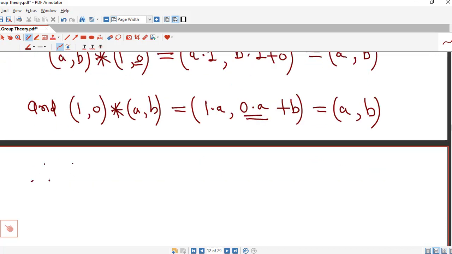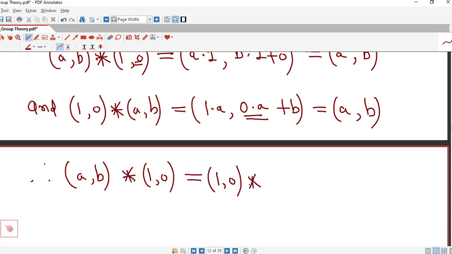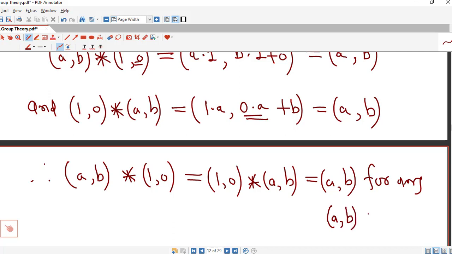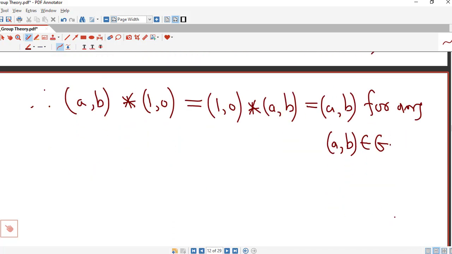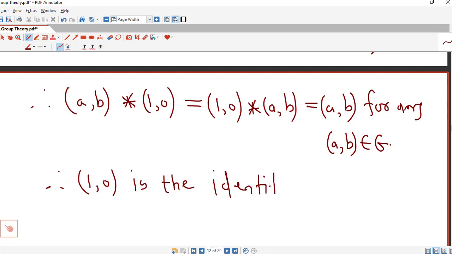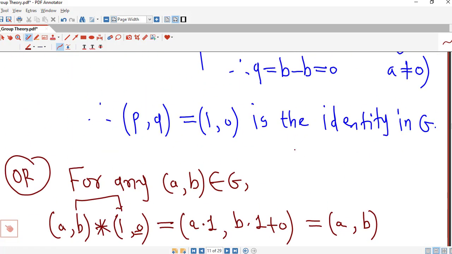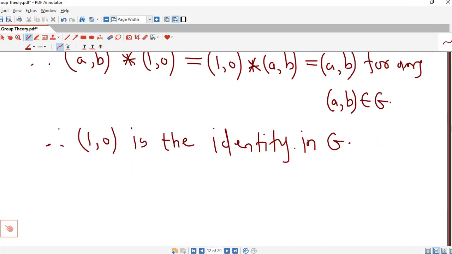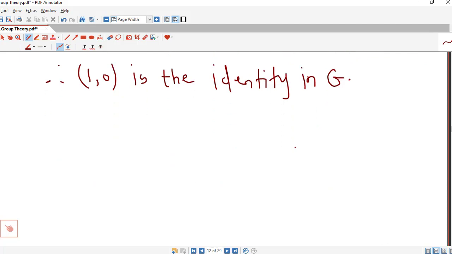So therefore for any element (A,B) in G, we find that (A,B) star (1,0) equals (1,0) star (A,B) equals (A,B), for any ordered pair (A,B) in G. So therefore we can say that (1,0) is the identity in G. So existence of identity is also proved. We find that the ordered pair (1,0) will work as the identity element.